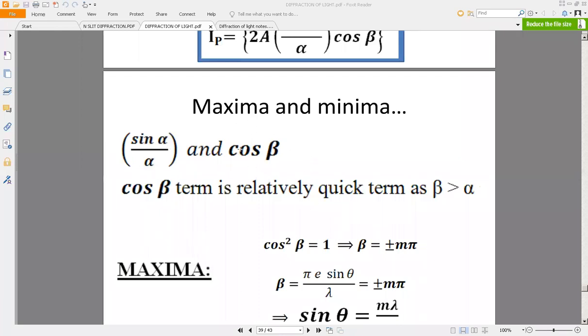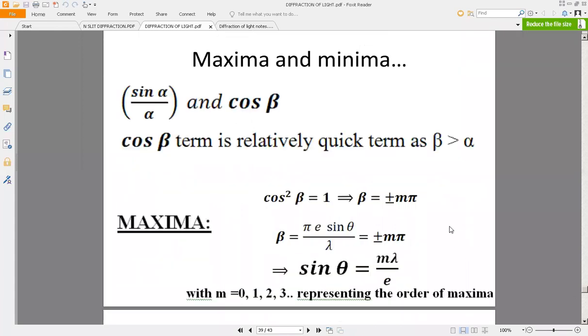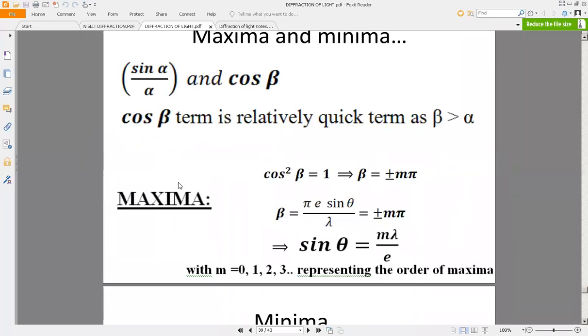Right? So focus your attention on cos beta. And if you want to know the maxima, I have already written over here. You can see the cos beta term is going to have a maxima when cos beta is equal to plus or minus 1. Please remember, intensity is cos square beta. No matter whether cos beta is plus 1 or minus 1, cos square beta will give you plus 1. And hence beta is equal to plus or minus integral multiple of pi.